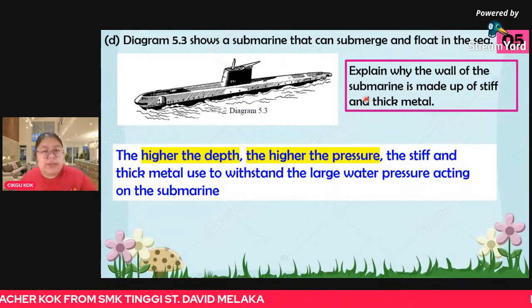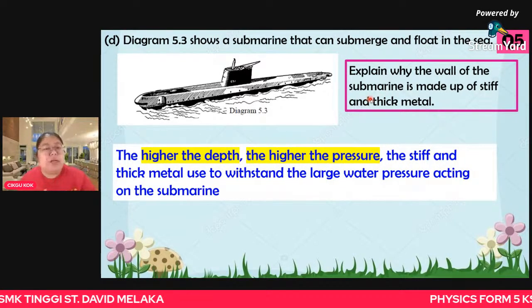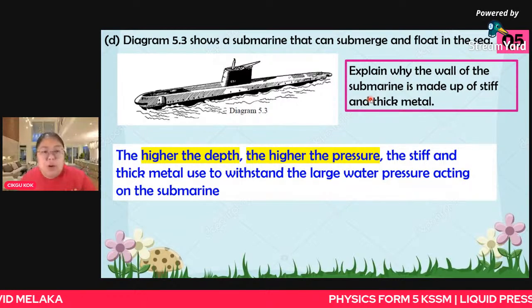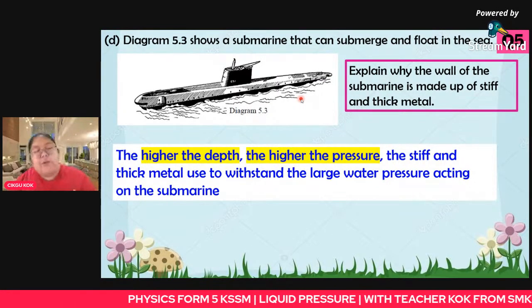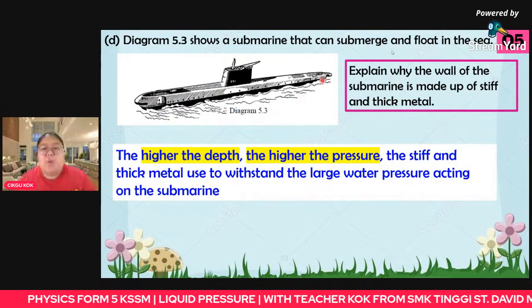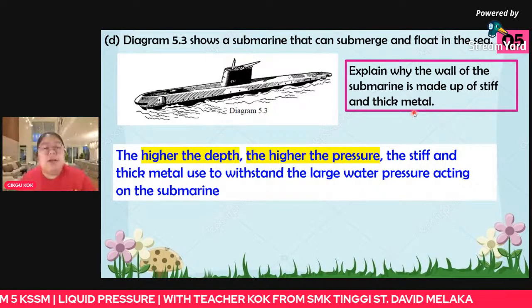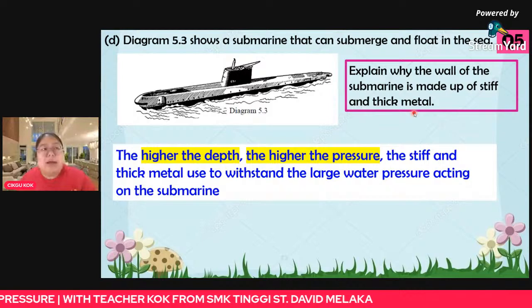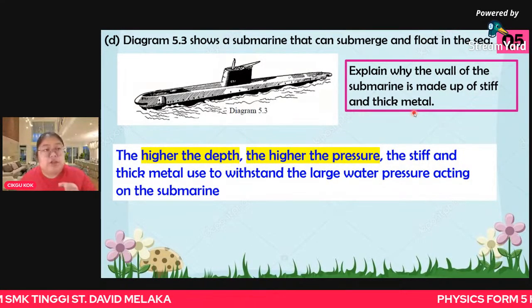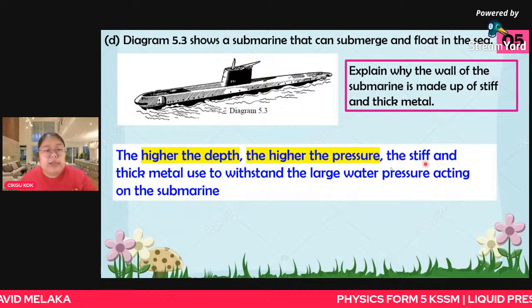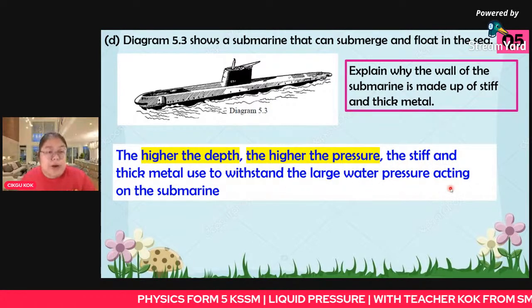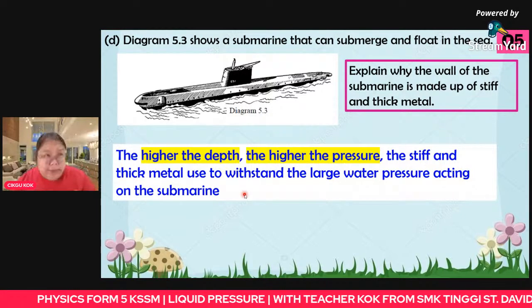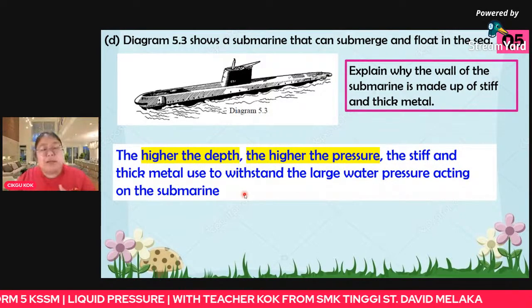For this question, we just have 2 marks only, because there is nothing more to explain. If they ask why the submarine can float, why it can rise, that one has 4 marks. But this one just asks why they use the stiff and thick metal, so we just have 2 marks. Depending on the question, if it is 4 marks, they mean to explain more. But this one is 2 marks only, so we just use a short sentence. The stiff and thick metal is used to withstand the larger water pressure acting on the submarine. If more marks, you need to add some more.